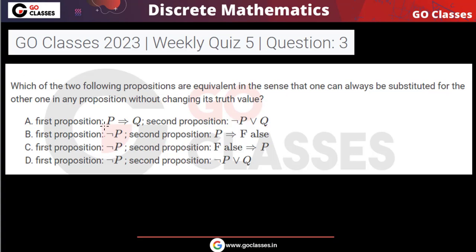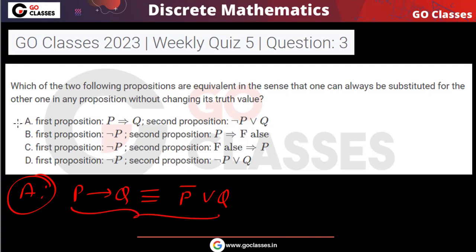Okay, so let's see option A. In option A, the first proposition is P implies Q and the second proposition is negation P or Q. Yes, they are equivalent. So I can say that they are definitely equivalent because P implies Q is equivalent to negation P or Q.